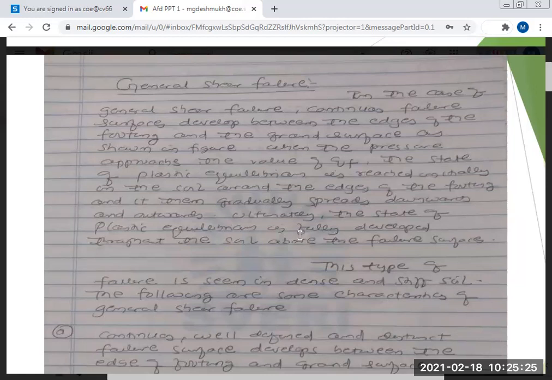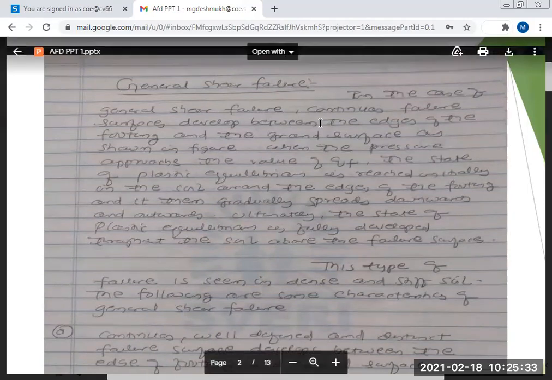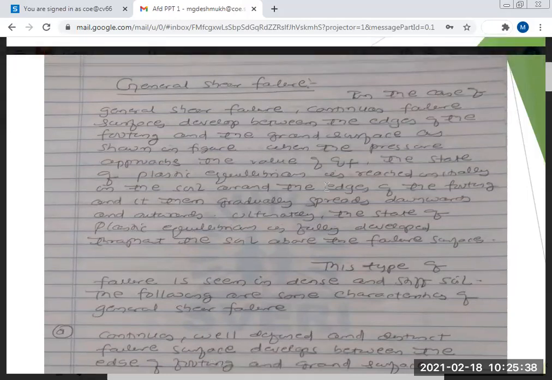This is all about whatever I have explained there, no? I mean, how the diagram is formed, that only has been told. First it will be an elastic zone, and when you still increase the pressure, when it is going to reach a value of QF, then plastic zones will be developed.